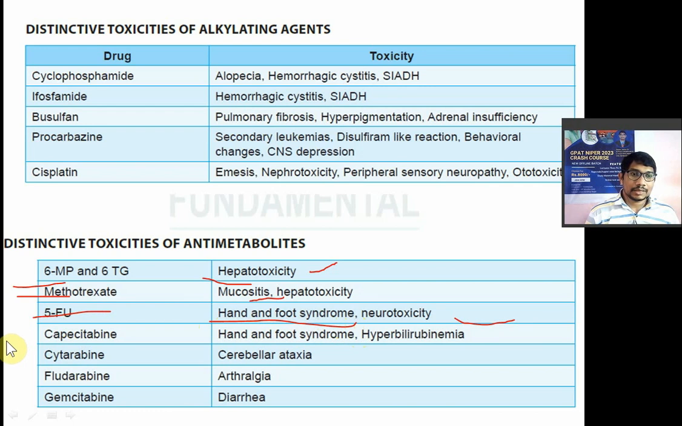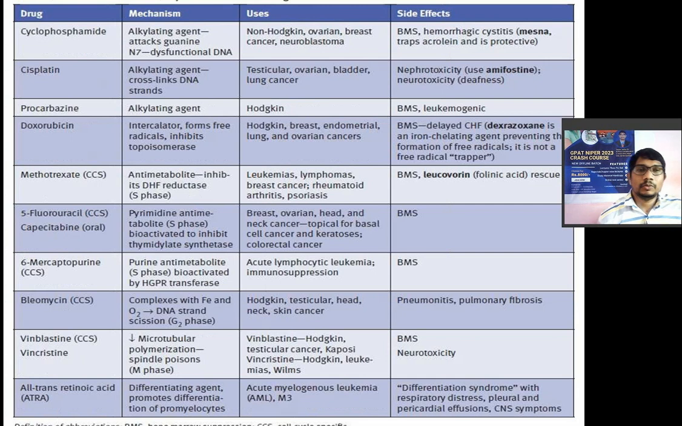Capecitabine can again cause hand and foot syndrome and hyperbilirubinemia. Cytarabine or cytosine arabinoside can cause cerebellar ataxia. Fludarabine can cause arthralgia and gemcitabine can cause diarrhea. So these are the distinctive adverse effects or distinctive toxicities of antimetabolites. We will see them again in a very short revision of these drugs.